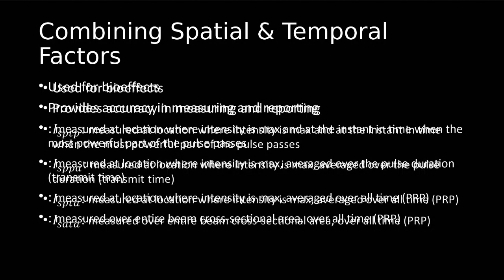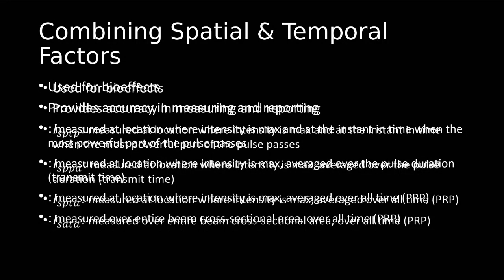So ISPTP is spatial peak, temporal peak. This is going to be the greatest intensity value that we're going to get because we're taking the two peaks, right? So we're taking the two maximum values. This is going to be measured at the location where the intensity is its maximum, and also at the instant in time when that most powerful part of the pulse passed by. Lots of P's with that sentence.